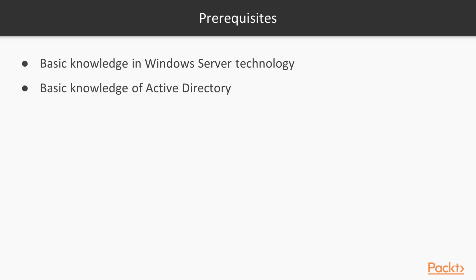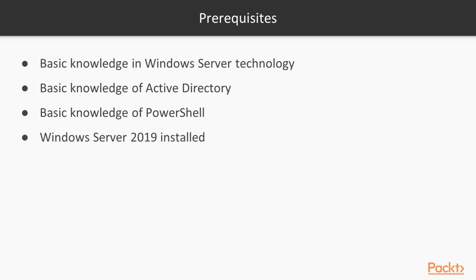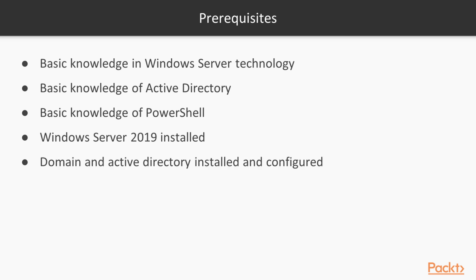The prerequisites for this course are not that much, so there is a basic knowledge of Windows Server technologies, a basic knowledge of Active Directory, a basic knowledge of PowerShell, and the installation of Windows Server 2019. It does not need to be Windows 2019, it can also be Windows 2012 or 2016. And configure domain and Active Directory on that server that you have installed.